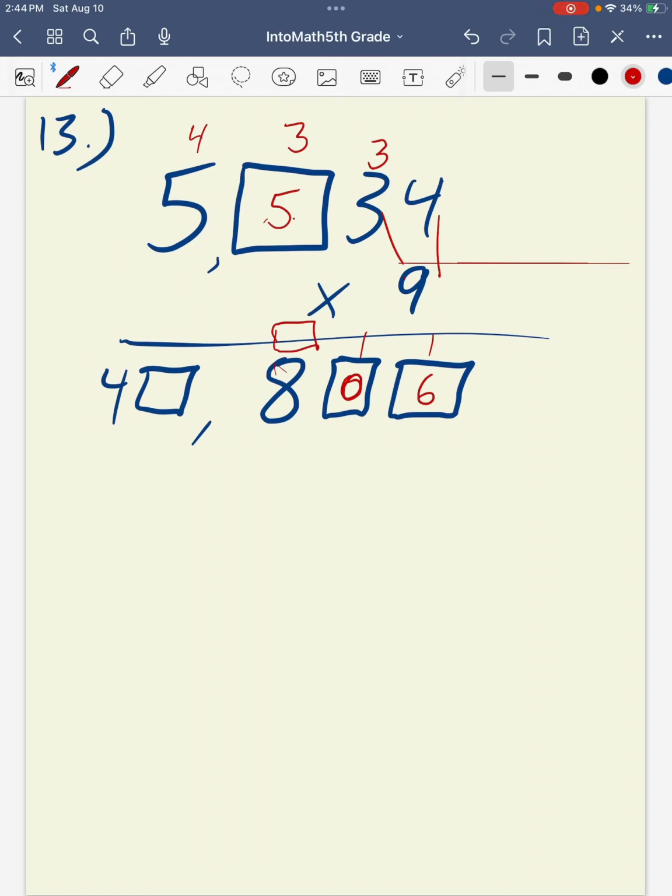Lastly, I now multiply 9 times 5,000. 9 times 5 is 45, plus an additional 4,000, makes it a total of 49,806. My missing numbers were a 5, a 9, a 0, and a 6.